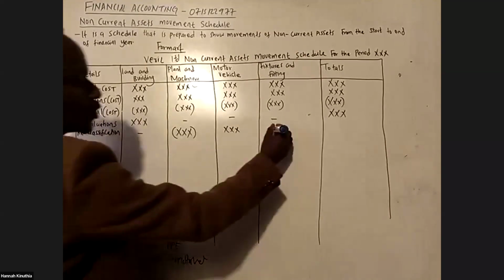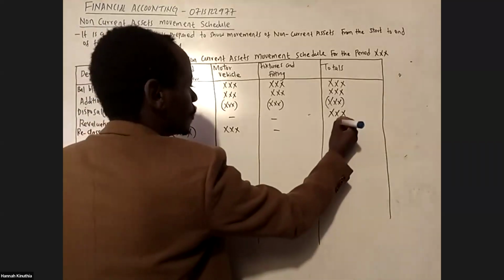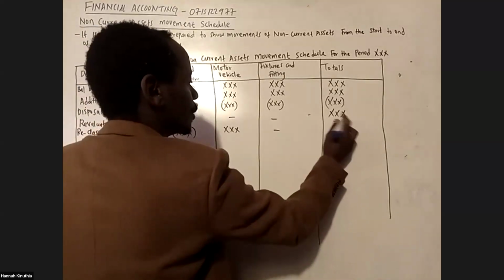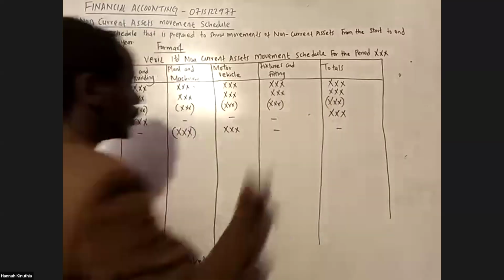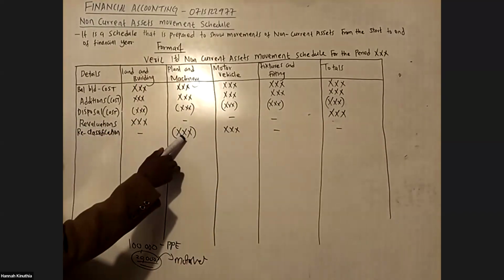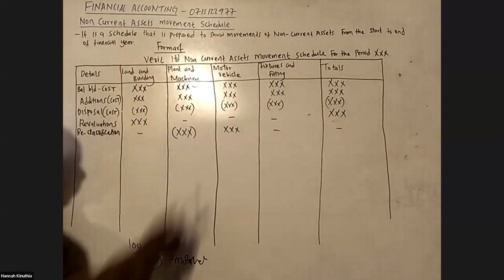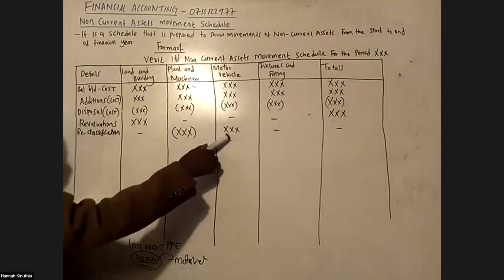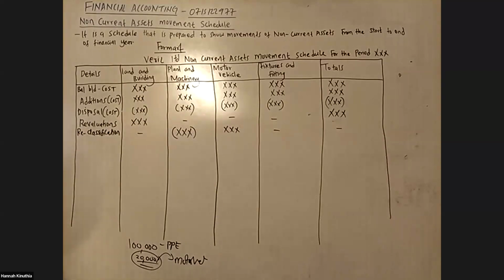If there was any reclassification, the amount here is always a minus, which is why it comes out as minus and minus. So this one was 20,000, you took it out and took it to motor vehicle. So here 20,000 has come out, and here 20,000 has come in. So that's called reclassification.